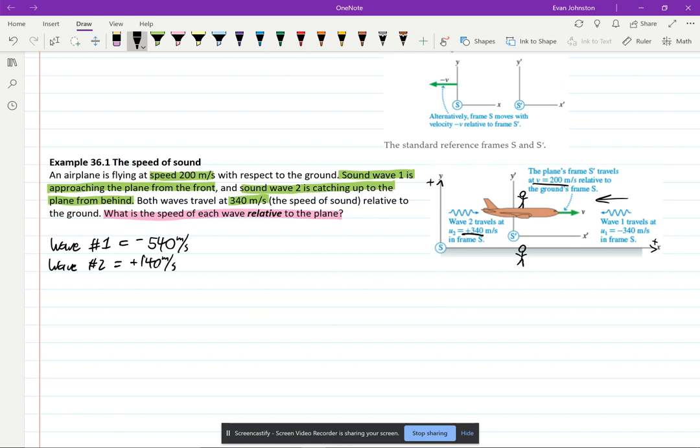And so it's all relative. It's kind of weird because this guy down here on the ground, he sees them both moving at 340, one's to the left, one's to the right. But to the guy on the plane, it doesn't seem to be that way. So that's what we're talking about with reference frames. I hope that made sense, and we'll just leave it at that for today.